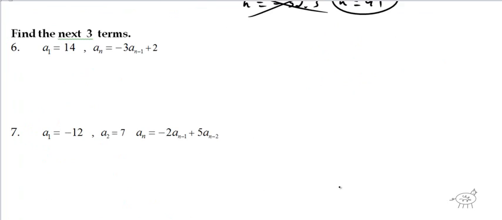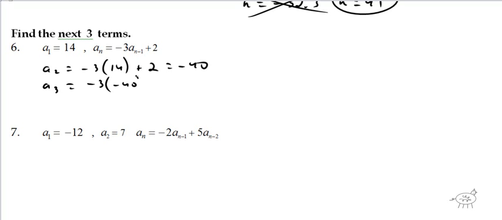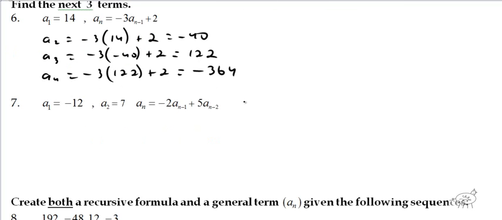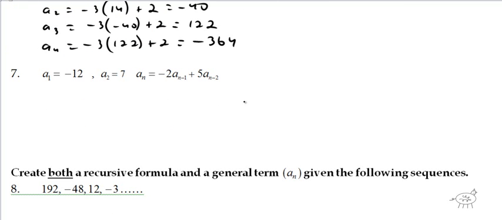All right, number 6, find the next 3 terms. So this is a recursive formula. So we're doing a sub 2, is negative 3 times the previous term, which is 14, plus 2, which is negative 40. And then a sub 3 is negative 3 times the previous term, which is negative 40, plus 2, which is 122. And then a sub 4, which is negative 3 times the previous term, which is 122, plus 2 gives us negative 364.